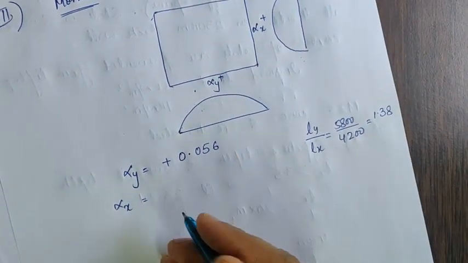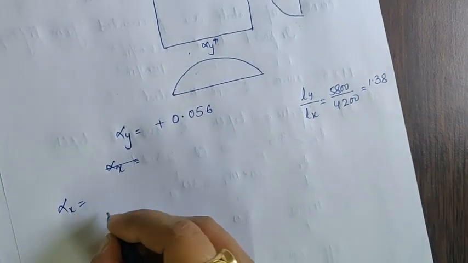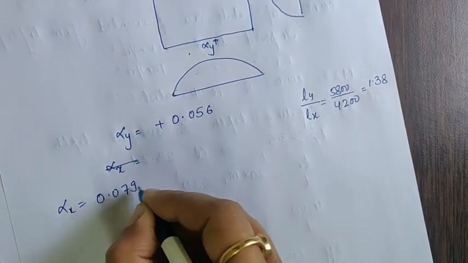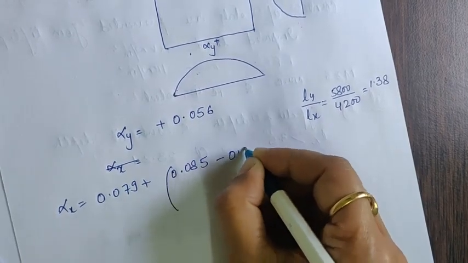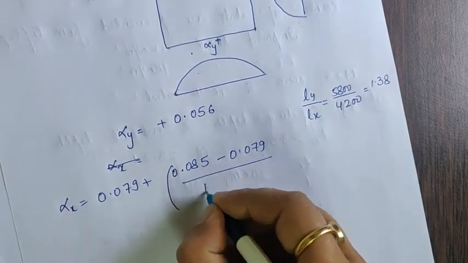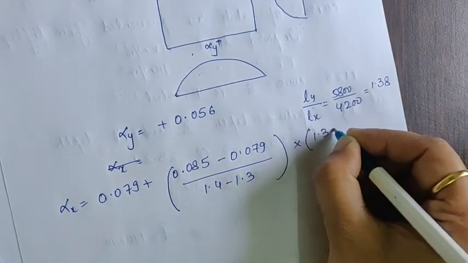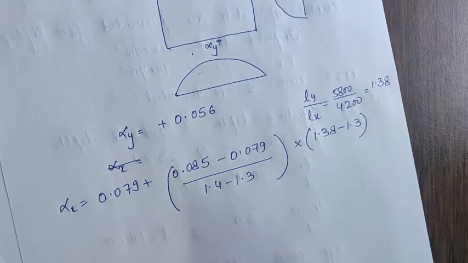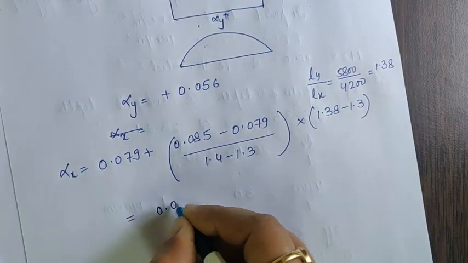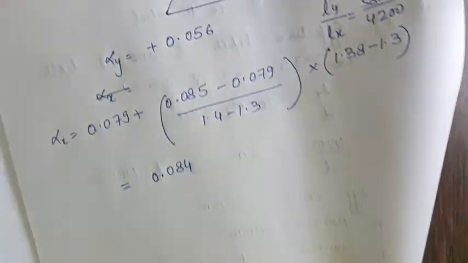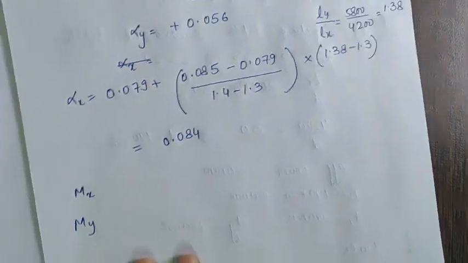So alpha x will be 0.079 plus (0.085 minus 0.079) upon (1.4 minus 1.3) into (1.38 minus 1.3). So this value is coming out to be 0.084. Once you have got the values, you can get the value of Mx and My.